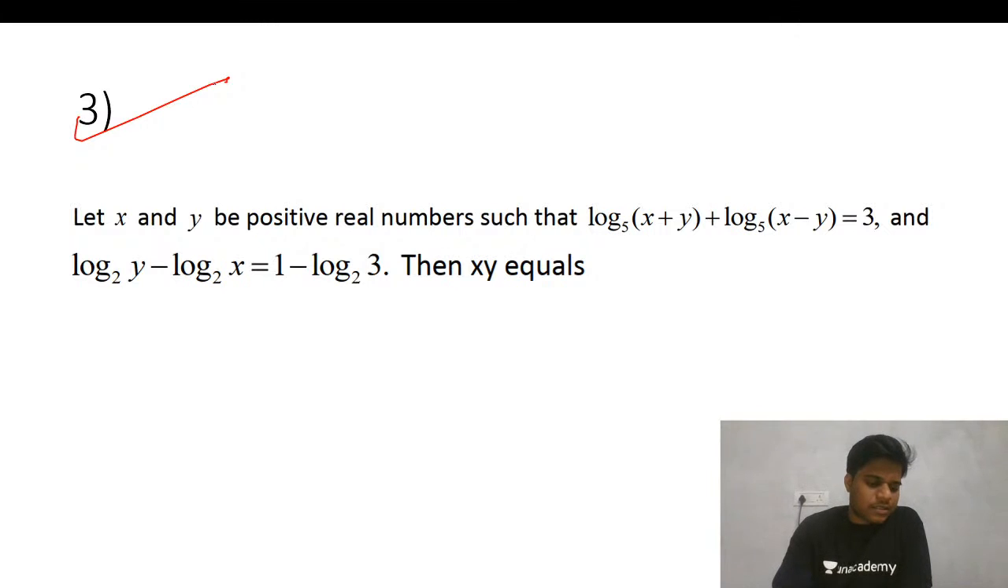Try this one, then we'll discuss. Let x and y be positive real numbers such that this is given and this is given, then xy equals to, you need to find the product of x and y. You need to find the product of x and y. Let x, y be positive real numbers such that this is there. 150.